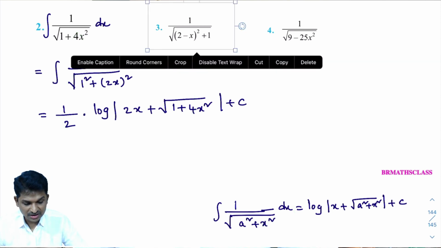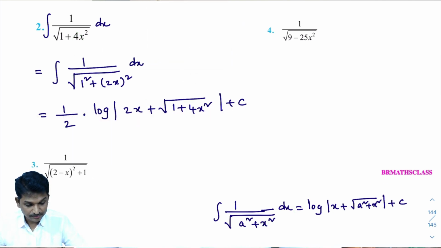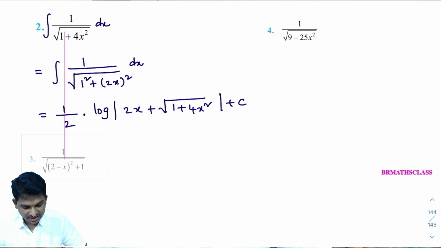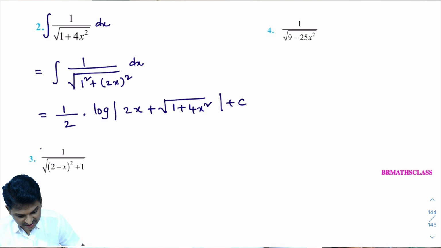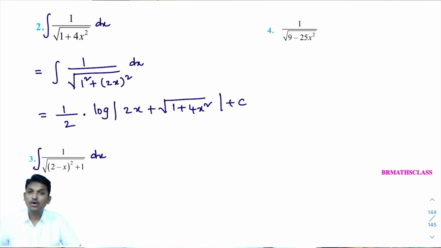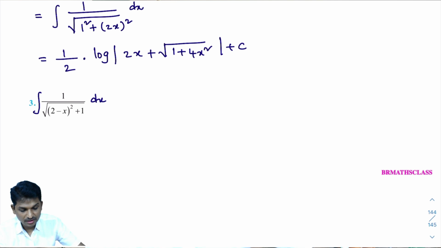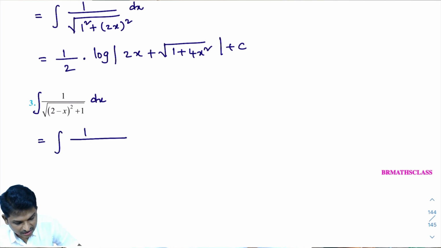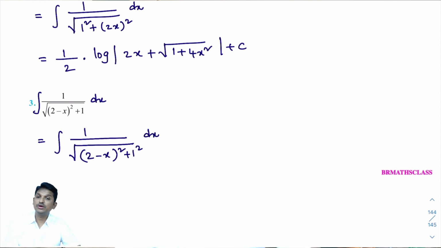Now, you see question number 3. How to solve this one? Okay, the point is, now we need to integrate this with respect to x. Which formula? The integral of 1 divided by root over 2 minus x whole square plus 1 square dx. How to integrate this?